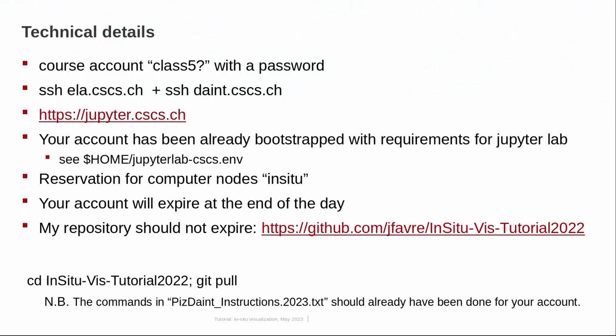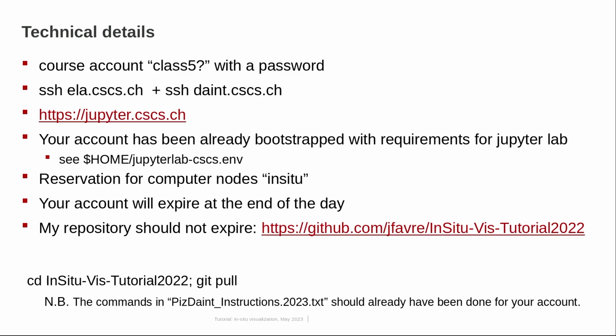All right, technical details. So I've shared with you your login account for the course. All of those accounts start with class 5, and then there's another digit here. There's a password which is dedicated to you. The first thing to do is to SSH to ELA, which is the front end to the supercomputer, lab.cscs.ch. From there, you can jump into Daint, which is our Cray supercomputer.